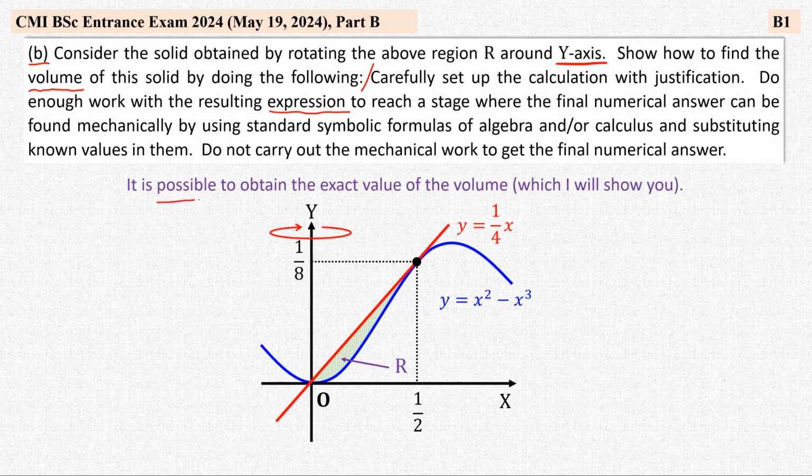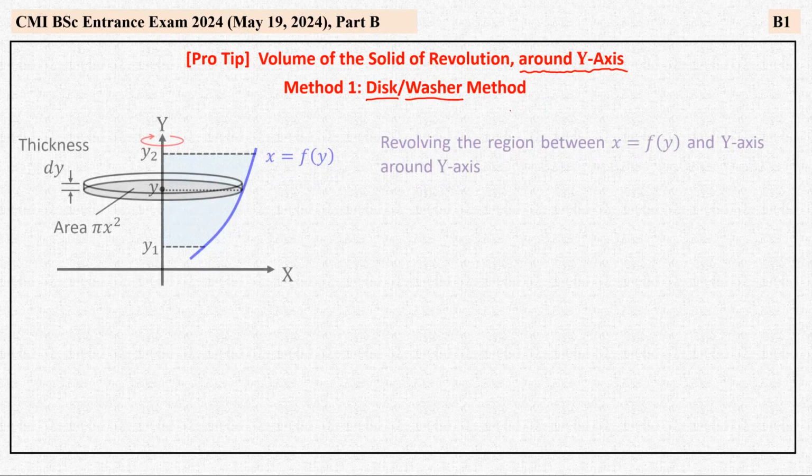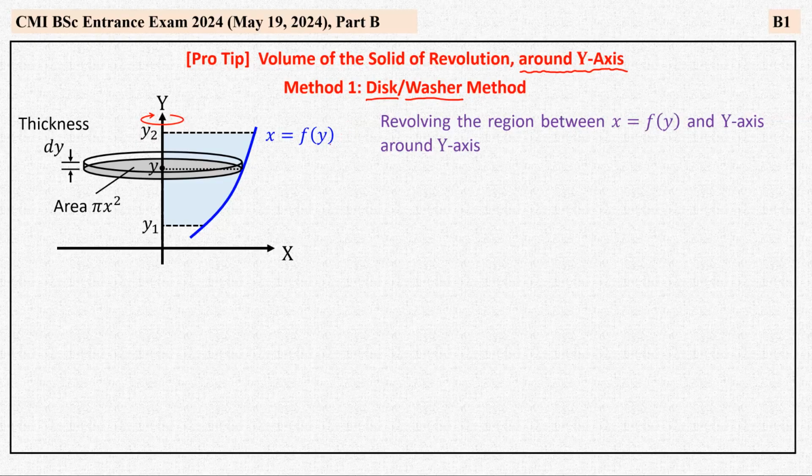But it is actually possible to find the exact value of the volume, and I will present that value as well in this video. The problem can be solved in two ways because there are two methods to calculate the volume of the solid of revolution. We are only thinking about revolving around the y-axis here. The first method is the disk method or washer method. Suppose that we want to find the volume of the solid obtained by revolving the region between the graph that can be expressed as x equals f of y and the y-axis around the y-axis.